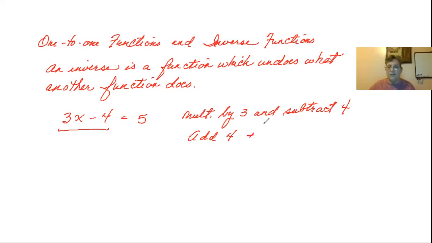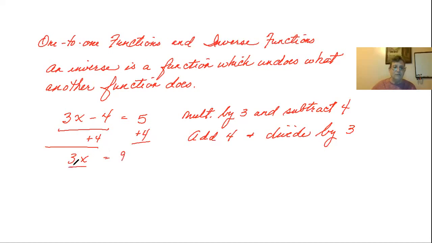And then instead of multiplying by 3, we would divide by 3. And that would solve this for x. We would add 4 to both sides. And then we would divide by 3. So we will have undone everything that was over here with the x. Inverse functions work the same way.